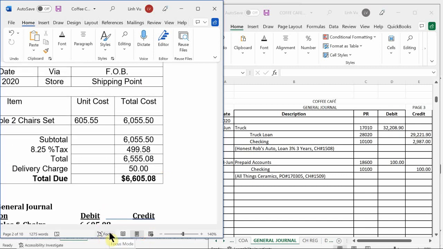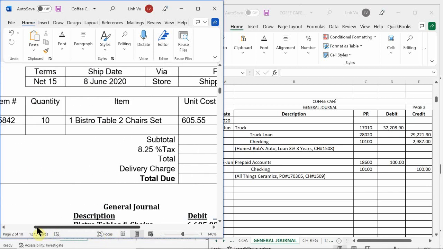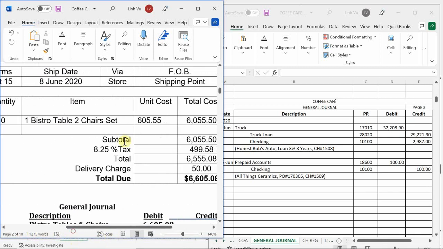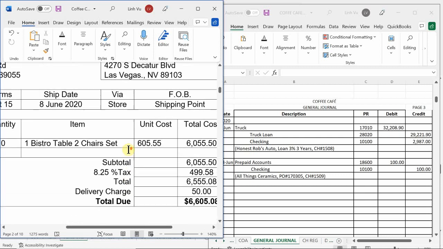We got tax to be $499.58. And of course, we got a delivery charge of $50. So, with that being said, how much is my grand total for my tables and chairs?